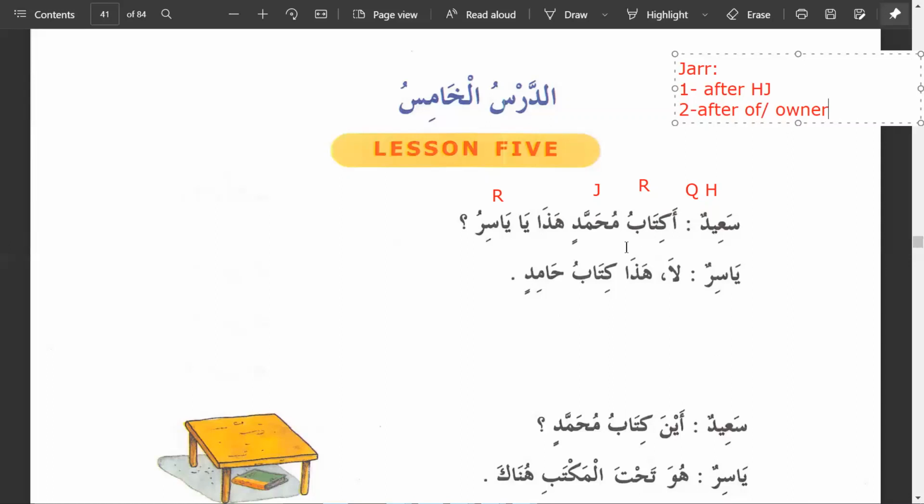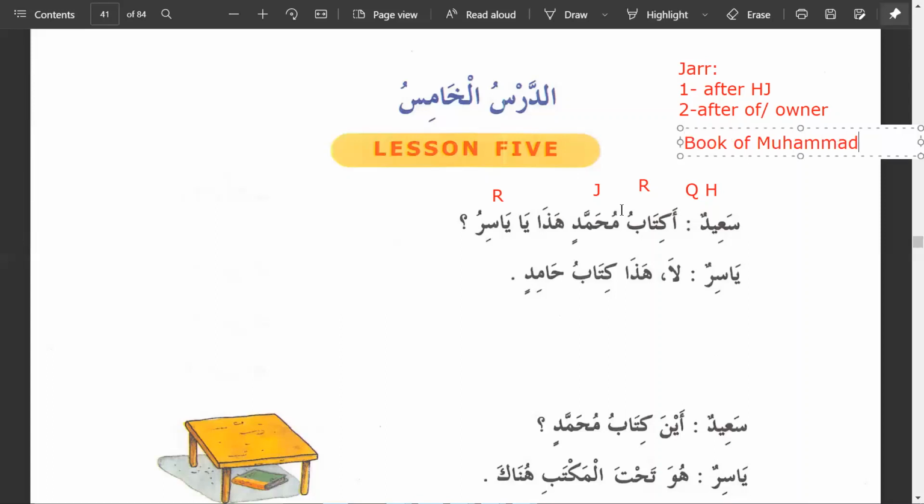Okay. Book. Why is it jar? Because it's a book of Muhammad. So it's the owner of the book, right? So this combination is called Idafa combination or Idafa fragment combination. Why is it a fragment? Because it's not a complete sentence. Look, Kitabu Muhammadin. Can you see? Kitabu Muhammadin.